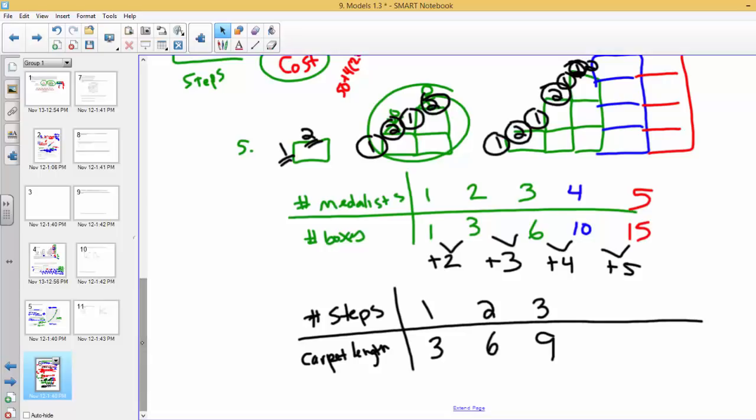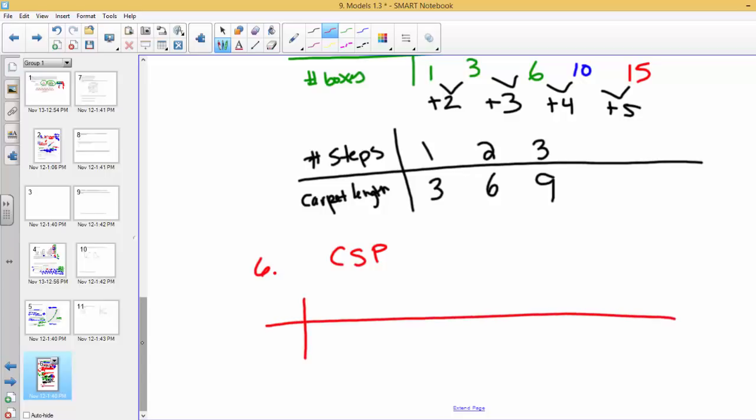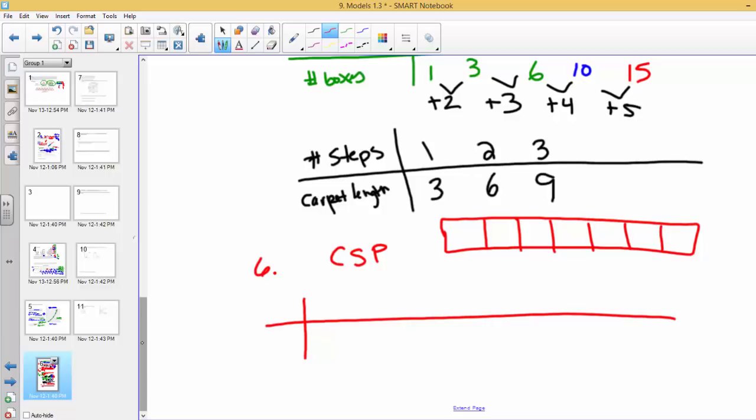And then last but not least, number 6 says that this awesome company, CSP, also sells ladder bridges. So you're going to make a table and a graph showing the number of rods in a ladder bridge is related to the length. So basically you're looking at this bridge like this. It's on your paper. And this is like 1 foot. Each chunk is a foot.